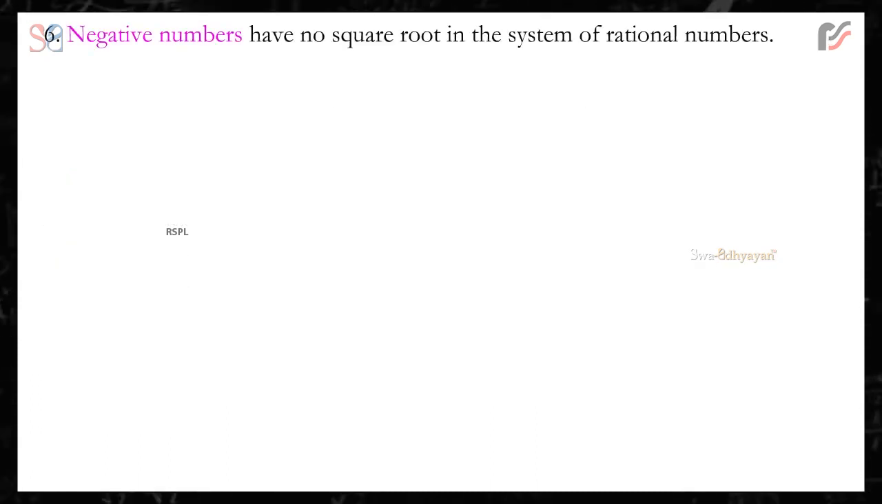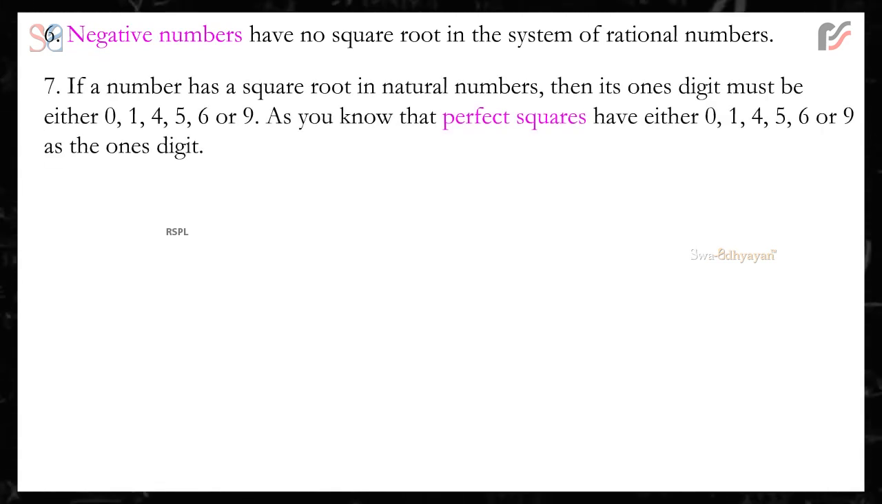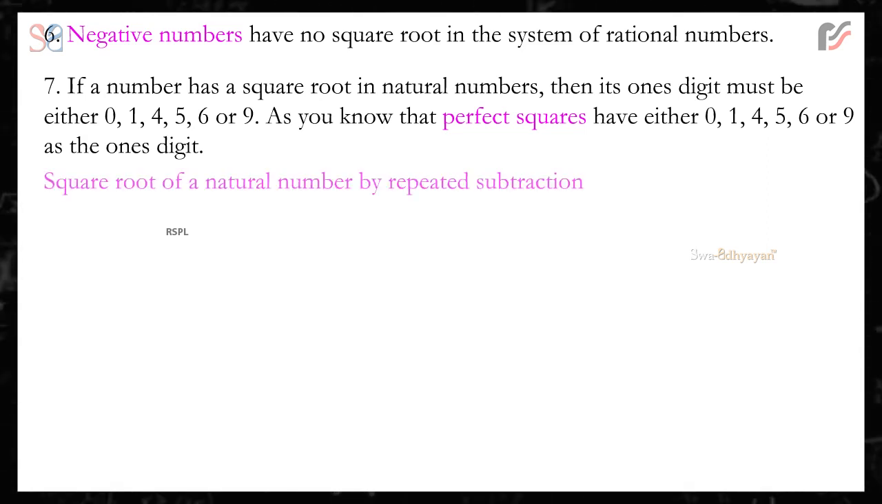6. Negative numbers have no square root in the system of rational numbers. 7. If a number has a square root in natural numbers, then its ones digit must be either 0, 1, 4, 5, 6 or 9. As you know that perfect squares have either 0, 1, 4, 5, 6 or 9 as the ones digit.